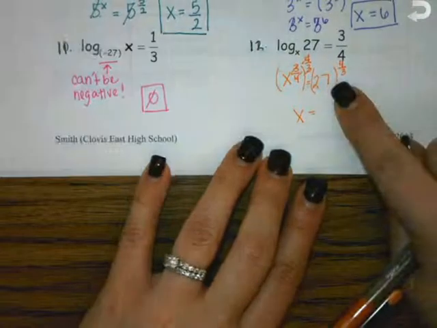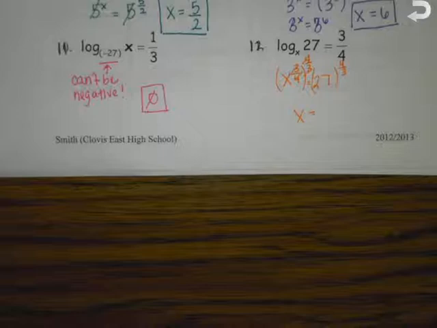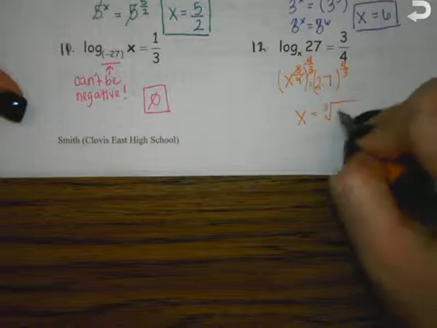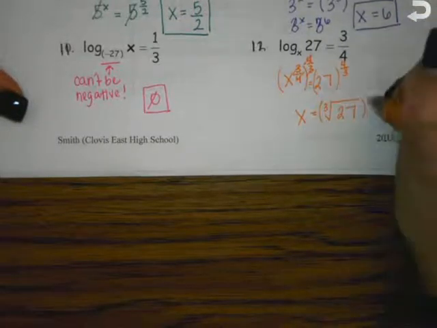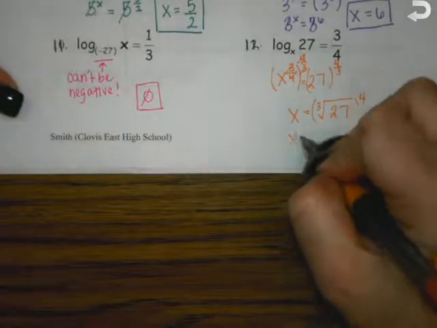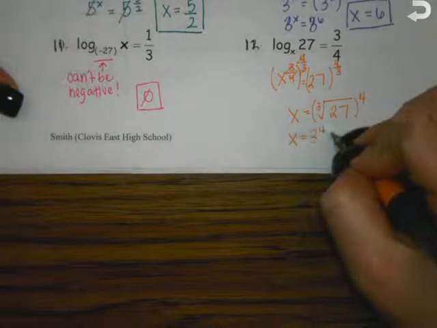How can I rewrite 27 to the 4/3? What kind of root is it? A cube root of 27. What power am I raising it all to? The 4th power. Okay, what is the cube root of 27? 3. And what's 3 to the 4th, guys? 81.